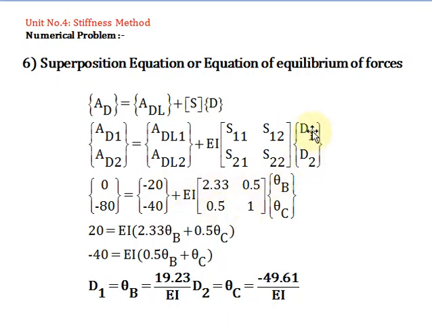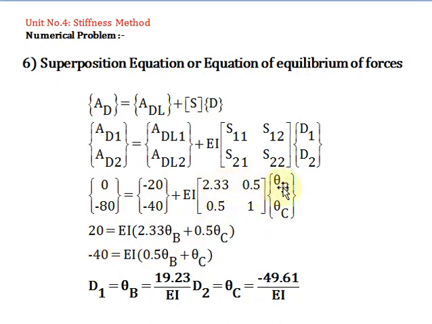And what are our unknowns? Theta b and theta c. Now we will take this 20 and 40 on this side. So what we will get? Here it is minus 20. When it goes on this side, it will become plus 20, and minus 80 and plus 40, so the value is minus 40.